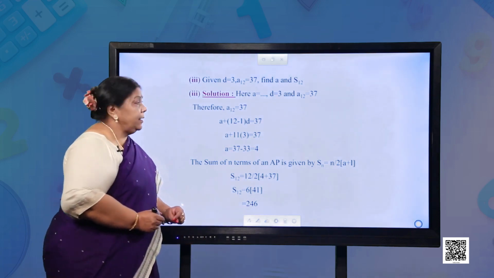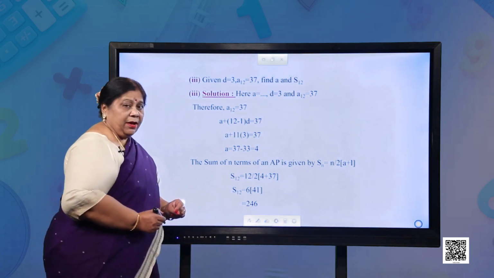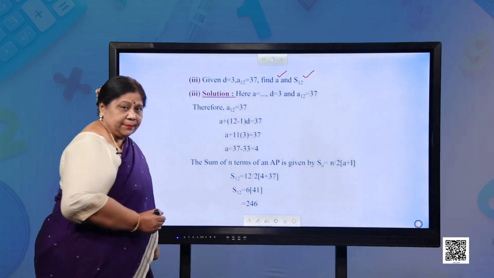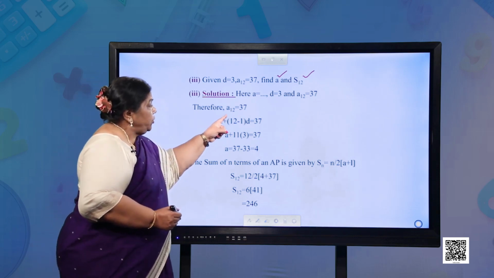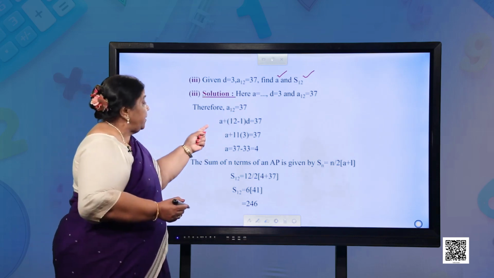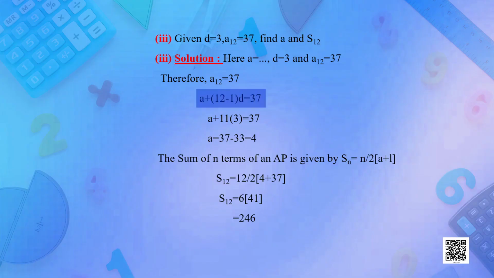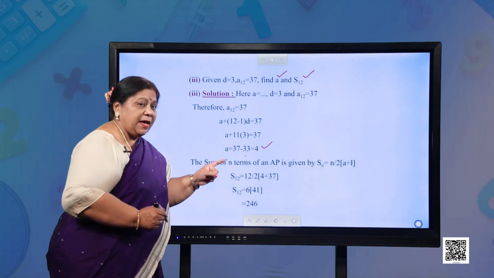Here D is 3 and A12 is 37. We are required to find out the first term and sum of 12 terms. Alright. So, A12 is 37 means I can write down in the equation form using the nth term formula A plus 12 minus 1 into D is equal to 37. So, what is 12 minus 1? 11. So, A plus 11 into 3 is equal to 37, that gives us A is equal to 37 minus 33, that is equal to 4. In this way, we have calculated the first term as 4.